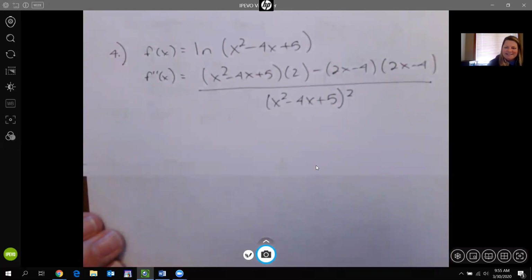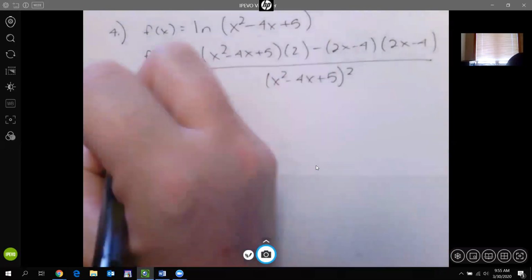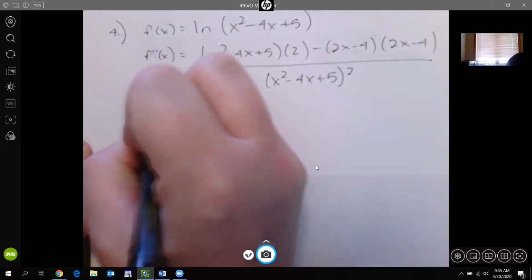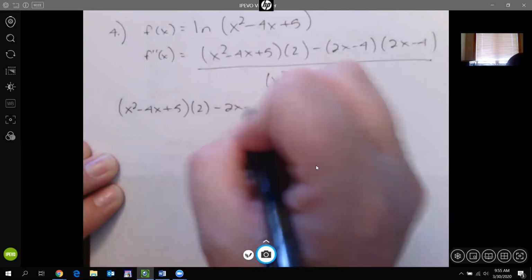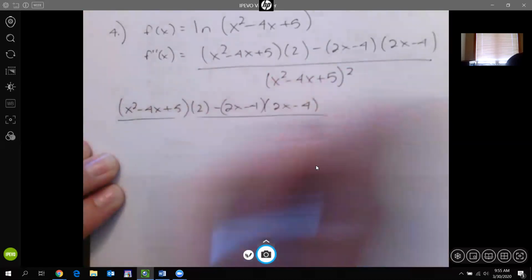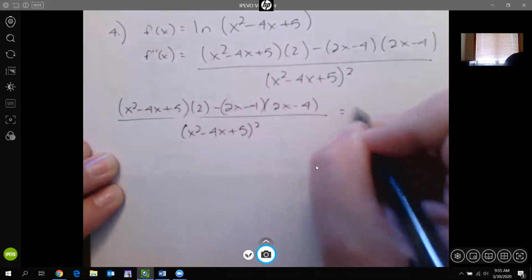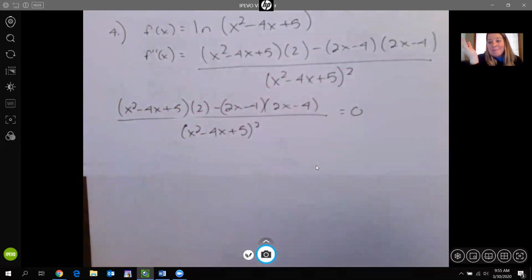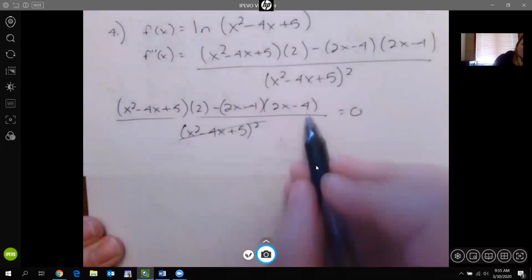Okay, I'm feeling lazy about writing this down again, but I need to. So where does it equal 0? (x squared minus 4x plus 5) times 2 minus (2x minus 4) times (2x minus 4), all over (x squared minus 4x plus 5) squared. Where does that equal 0? Okay, what I love is the denominator times 0 is 0. Shoop, denominator's gone. Thank goodness. So this is gone because this times 0 is 0. So now I want to simplify that top.